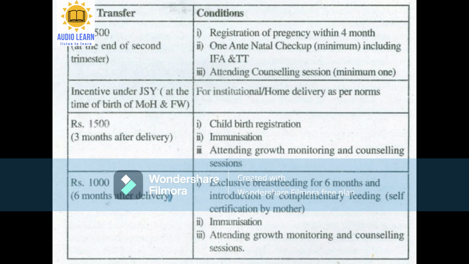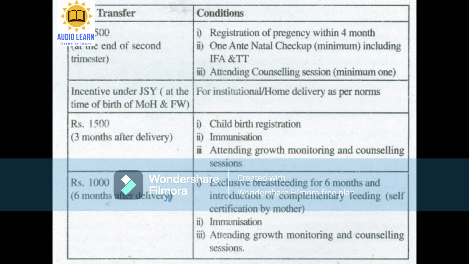Cash transfer 1,500 rupees, at the end of second trimester. Conditions. 1. Registration of pregnancy within 4 months. 2. At least 1 antenatal checkup, including IFA and TT. 3. Attending counseling session, minimum 1. Incentive under JSY at the time of birth, MoHFW, condition for institutional/home delivery as per norms.